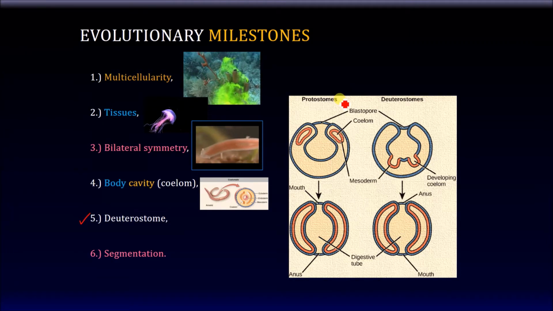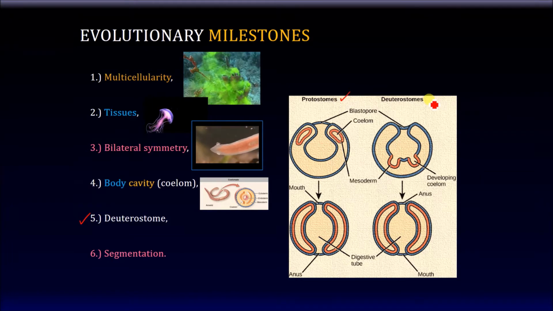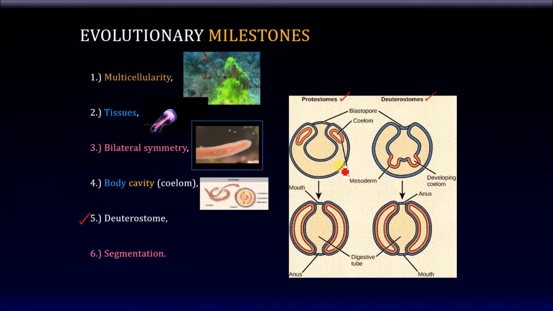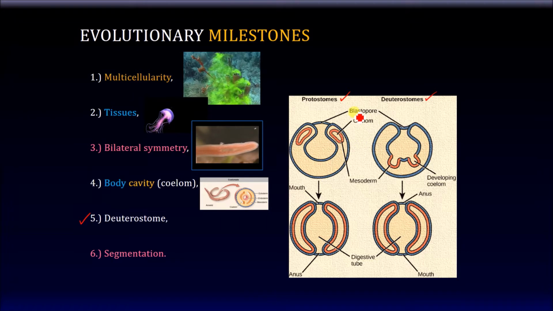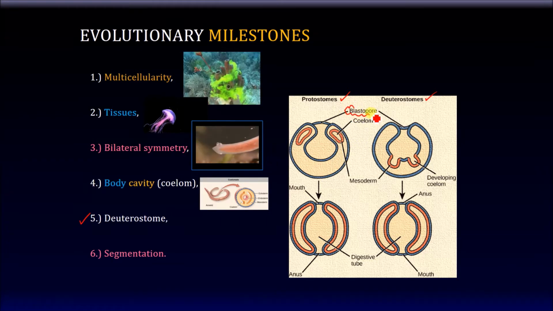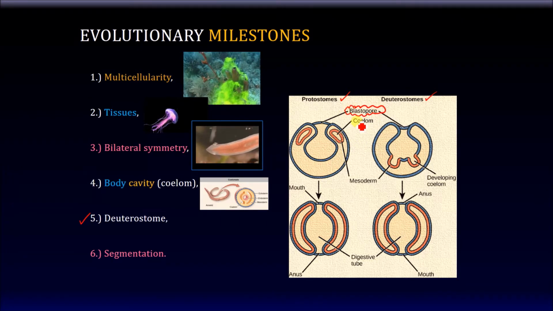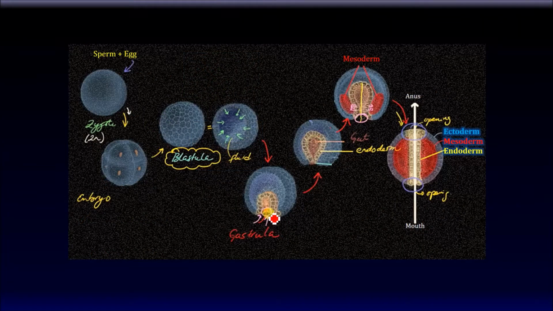Recall that animals can be classified as protostomes or deuterostomes, and this classification is based on the blastopore, the very initial pore that forms in the very early embryologic development. Now, here's the blastopore. If the blastopore goes on to become the mouth of the living thing, that's called a protostome. If the blastopore goes on to develop into the anus of the living thing, that's called a deuterostome.